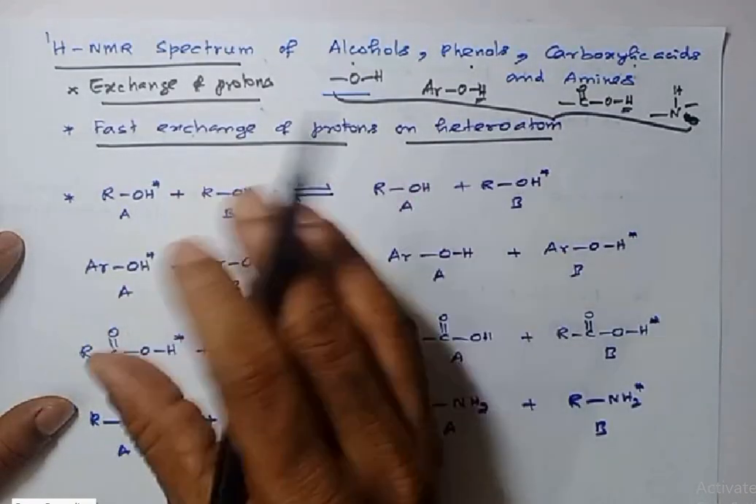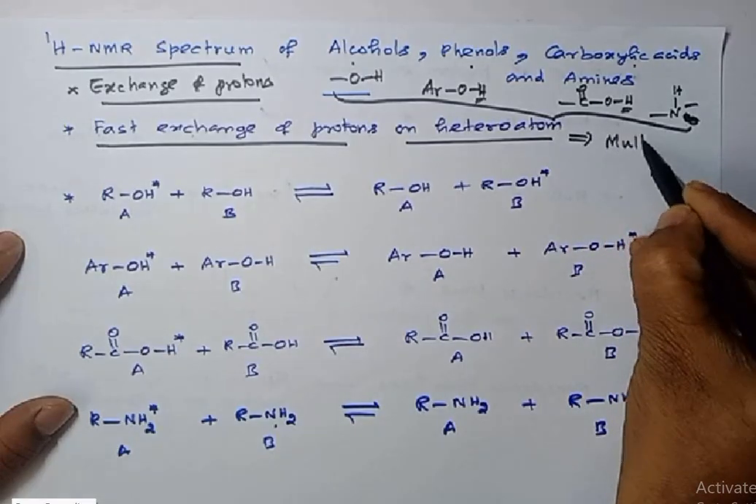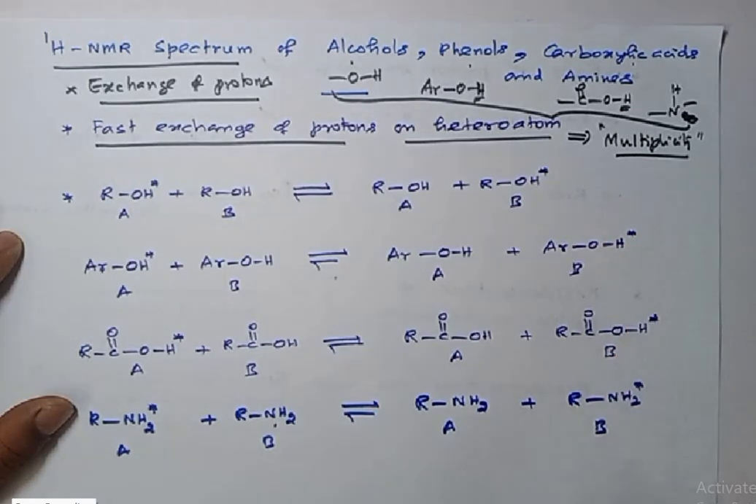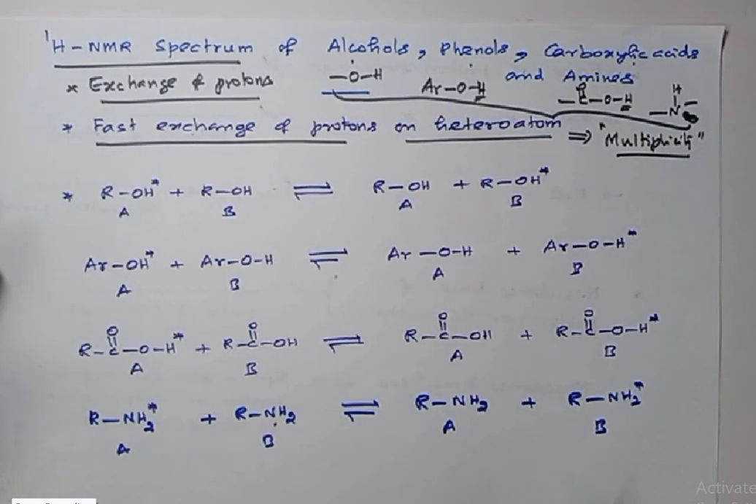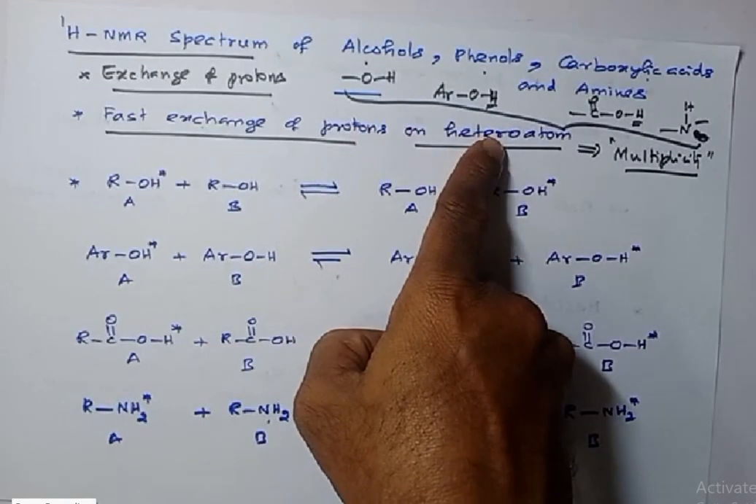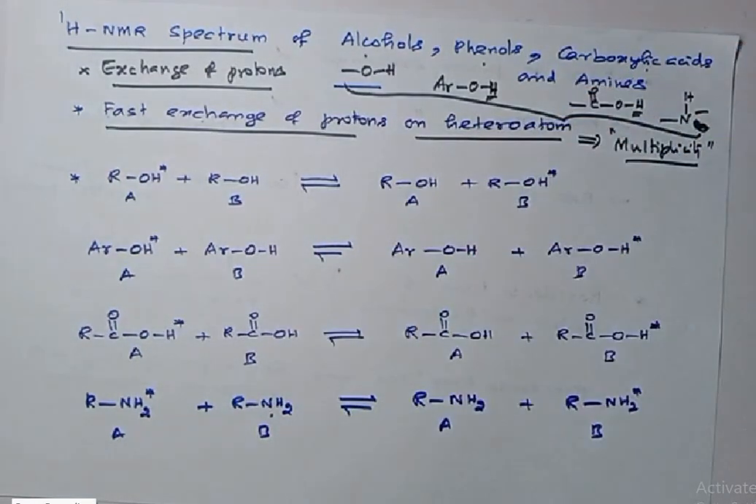Because of this fast exchange, it affects the multiplicity or splitting. It affects the multiplicity of the signal. Listen, a hydrogen atom attached to a heteroatom like oxygen, nitrogen, even sulfur, thiol I didn't give, even in sulfur the exchange will occur. This exchange is very fast. Due to the fast exchange of protons attached to heteroatoms, the multiplicity of the signal gets changed.